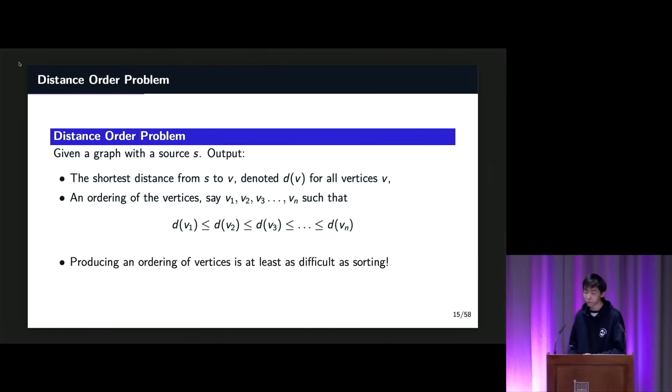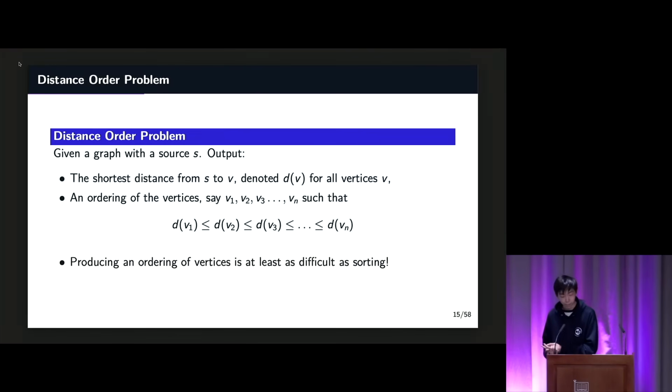Given a graph with a source, the distance order problem requires us to output both the shortest distance from the source to every other vertex and an ordering of vertices, say v1, v2, v3, up to vn, such that the distance to v1 is at most the distance to v2, the distance to v2 is at most the distance to v3, and so on. Now, intuitively, this ordering problem is at least as difficult as sorting, which we know takes n log n time.